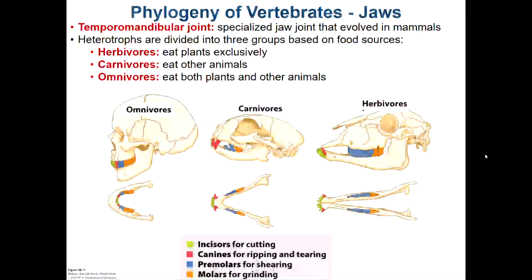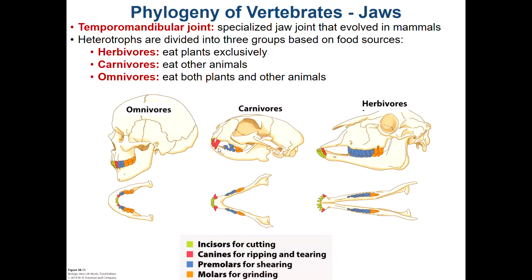There are some similarities where all of these organisms have incisors, which are used for cutting food, canines, which are used for ripping and tearing food, premolars, which are used for shearing, and molars, which are used for grinding. But if you look at the differences, there are different numbers and sizes of these types of teeth depending on the type of food that is eaten.